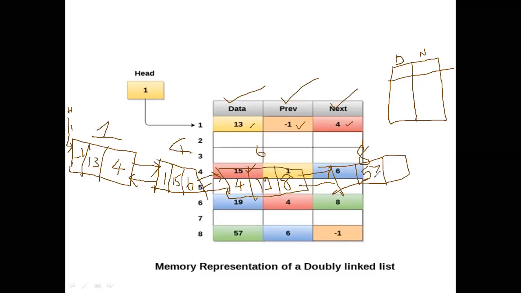What is the value? 57. What is the previous? 6. What is the next? Minus 1. Now will you understand both ways? It is also easy if you are drawing like the node. Everybody clear how to draw the doubly linked list? This is only graphical representation. Is it easy? Very easy, ma'am.